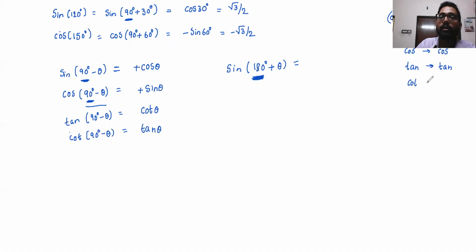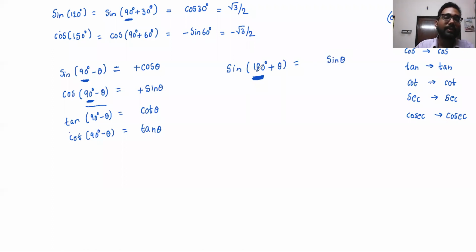Cot will be cot, and so on. So there won't be any change in the function. Secant will be secant, cosecant will be cosecant. So the function won't change, and the sign is decided like the previous case, where you just see the angle and the quadrant, and the function. So you see 180 plus theta is there. 180 is an even multiple of 90, so sine will remain sine. So just write sine theta directly.